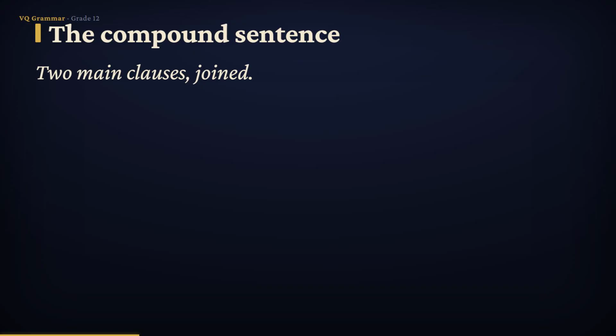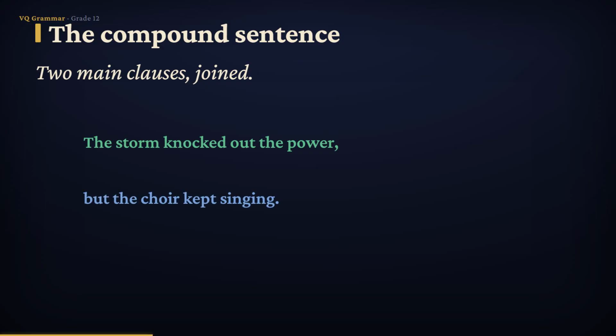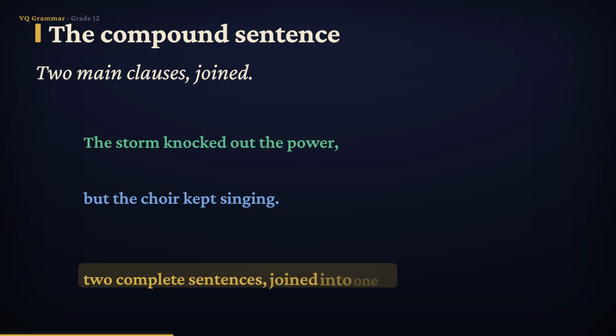Now the star of the lesson. A compound sentence has two or more main clauses joined together. Look at this. "The storm knocked out the power, but the choir kept singing." Cover up the word "but" for a second. "The storm knocked out the power." That could stand alone. "The choir kept singing." That could stand alone too. Two complete sentences, each with its own subject and predicate, joined into a single larger sentence. See the bracket? It's marking two full main clauses living under one roof. That's what makes a sentence compound.